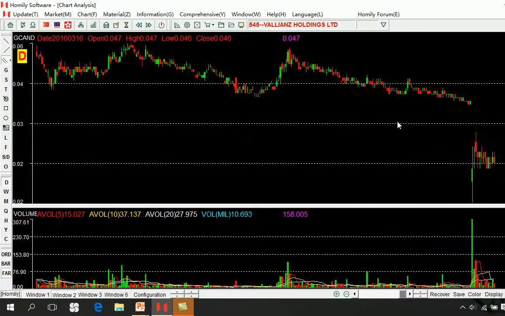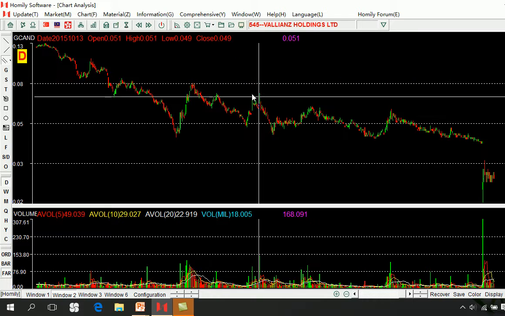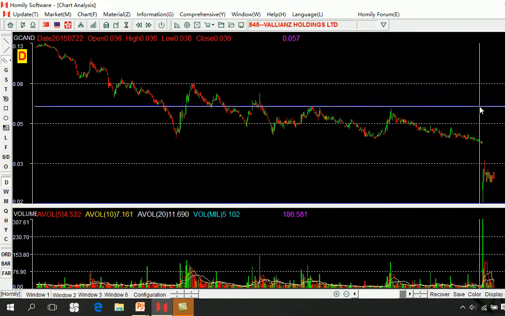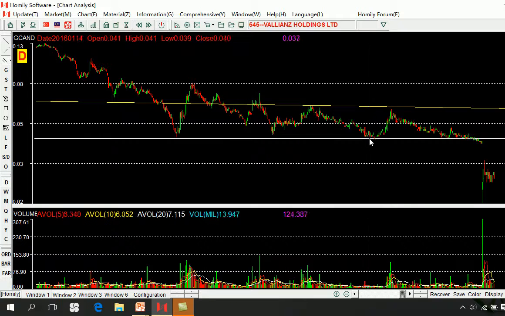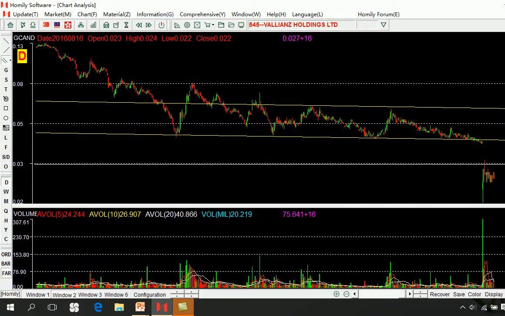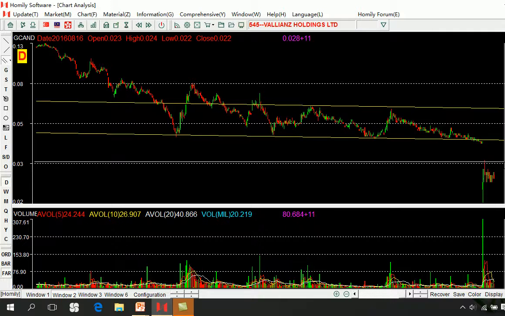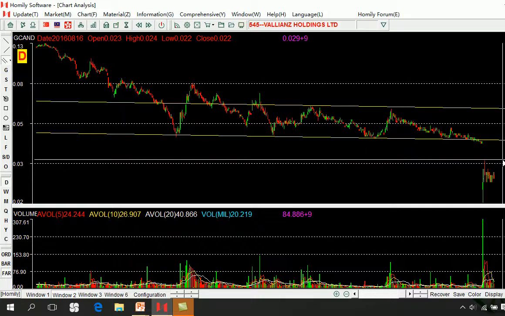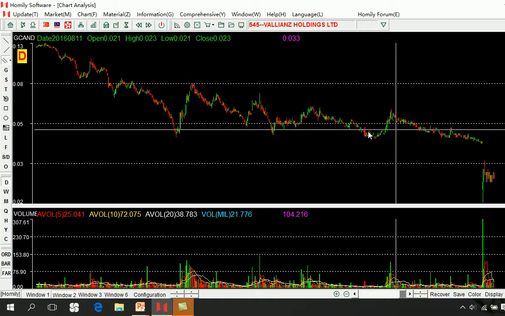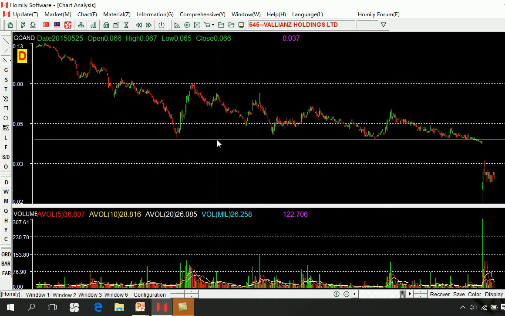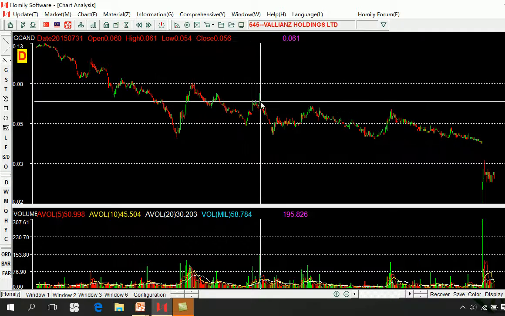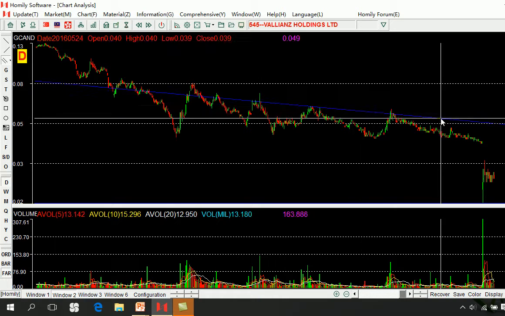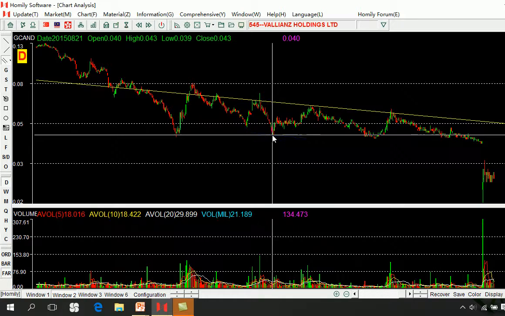For this one, we can connect this high point to this high point. So this trend line is effective or not? Yes, it's effective, right? Then we can see this one, we can connect this high point to this high point and this one.